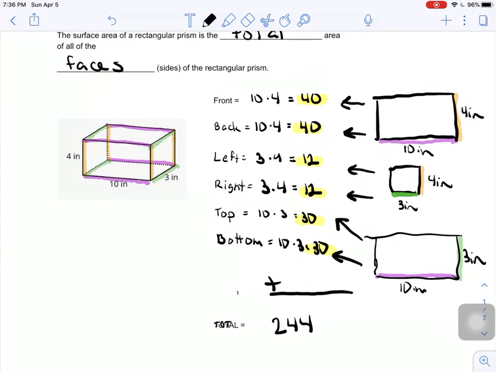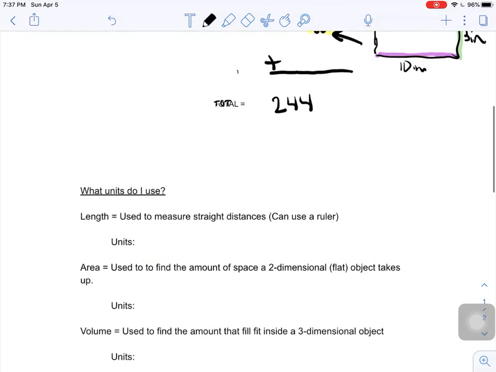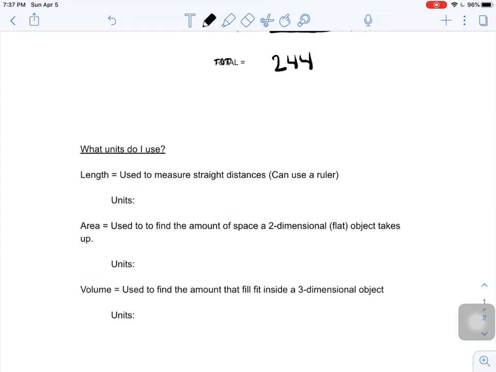So now we need to talk about units. We want to make sure we get the right units on our answer. We're actually going to label the units on this in just a minute, but I want to come down to the bottom for a minute. What units do I use? That'll help us get the right units on our answer.